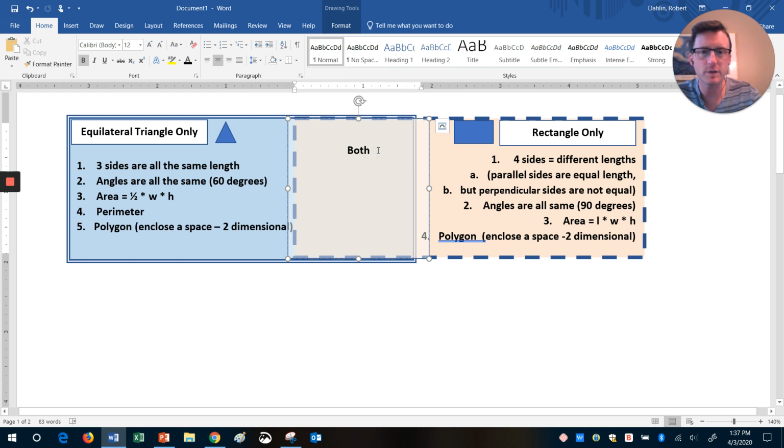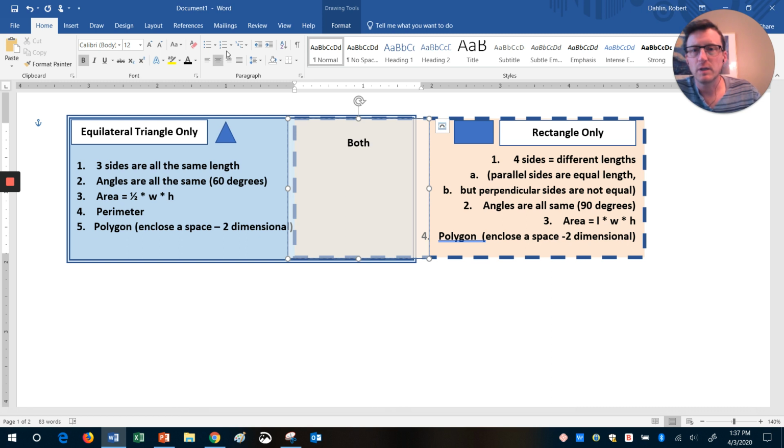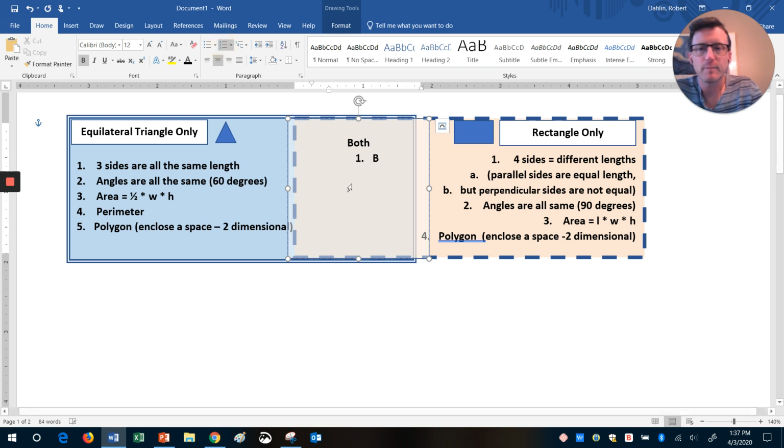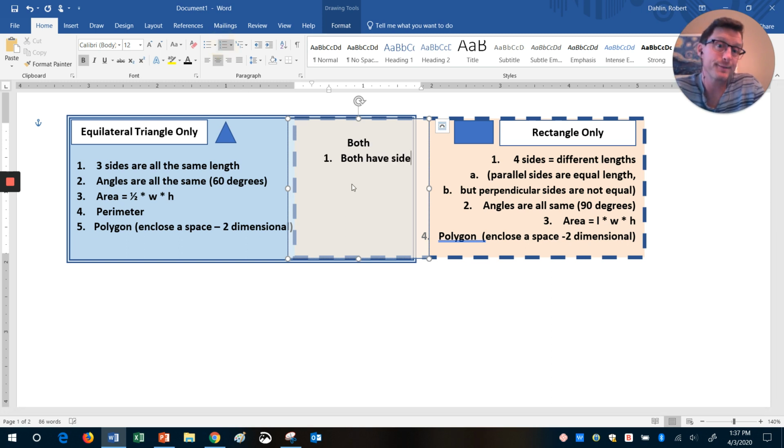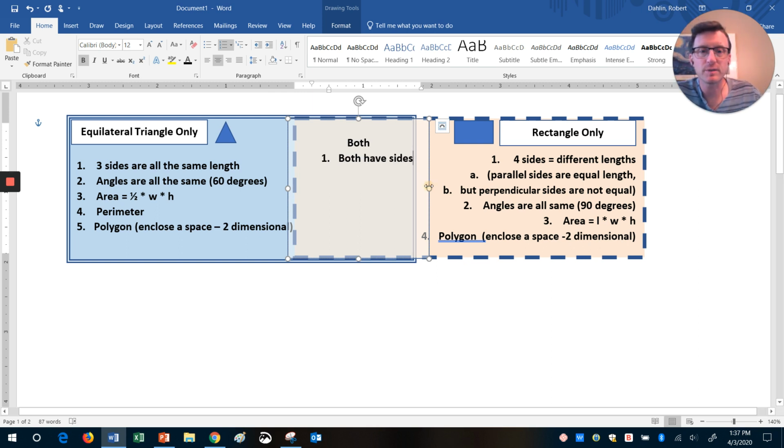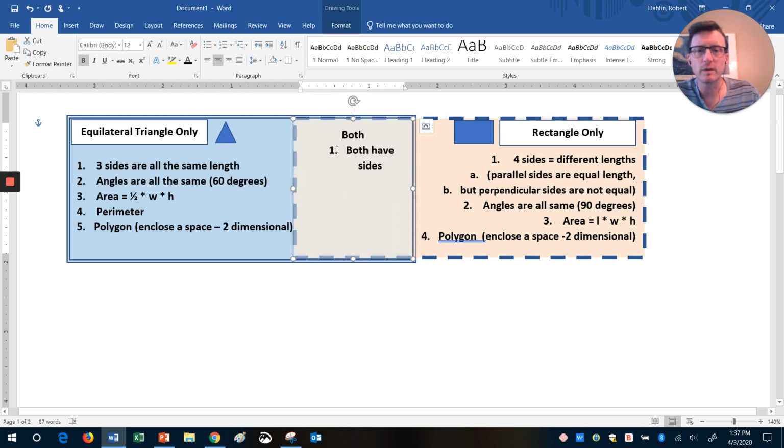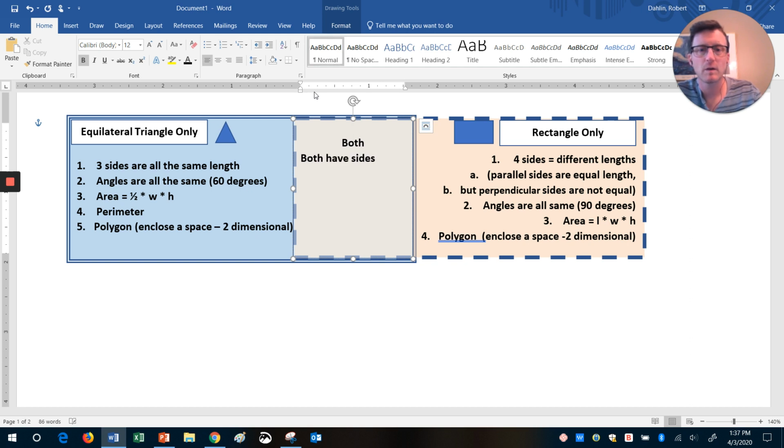Now let's look at this. Which things can we say are true for both of them? Well, I'll use a list. They both have sides. Okay? We don't know what's important, what's not important, but let's just say we know they both have sides. Okay, we know, shrink this up again, just like we did with the other ones. Okay, so they both have sides.